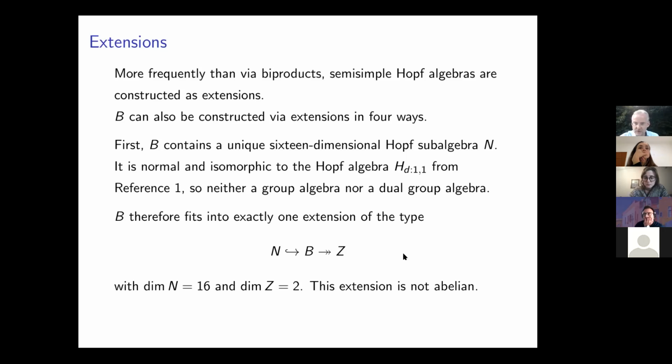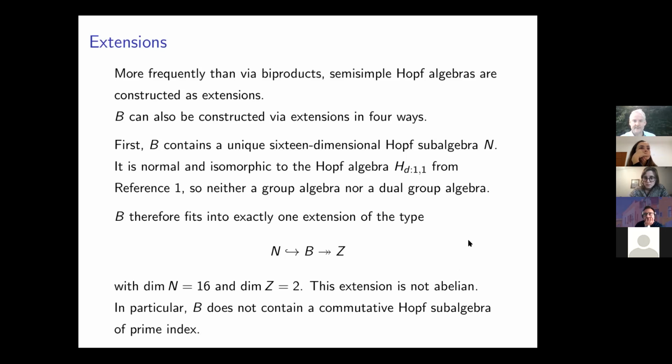This extension is obviously not an abelian extension. We can construct it as an abelian extension, which I will discuss now. But what we see in particular is that B does not contain a commutative Hopf subalgebra of prime index. The prime would be 2 here, of course. And the only Hopf algebra of index 2 is this N, which has dimension 16 and is not commutative. So this is not the case, and therefore it does not fit into the framework that Genia has discussed in her previous papers.